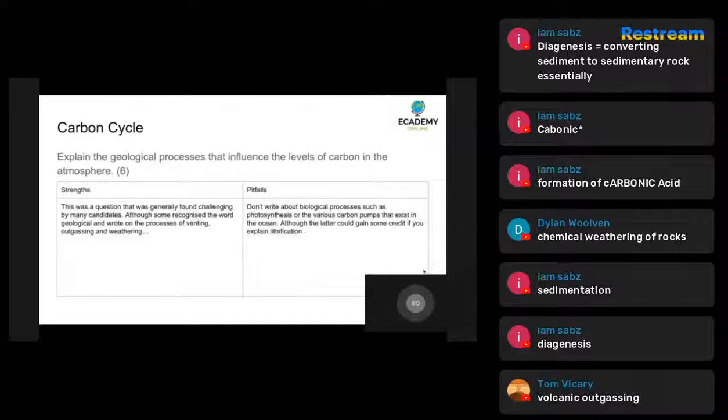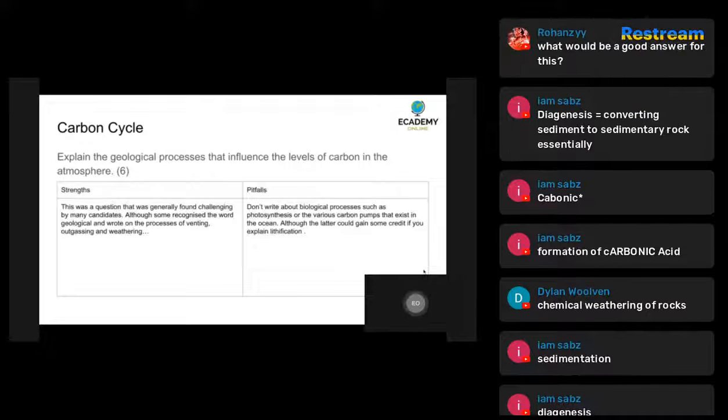But do not write about biological processes or photosynthesis, which thankfully no one mentioned here. So it sounds like you guys are all going to be top band. Or various carbon pumps that exist in the ocean. Although you could talk about it in the exam through the process of lithification, then that would be okay, because you're trying to demonstrate to the examiner that you have a deeper understanding of things, and they may credit you for that.